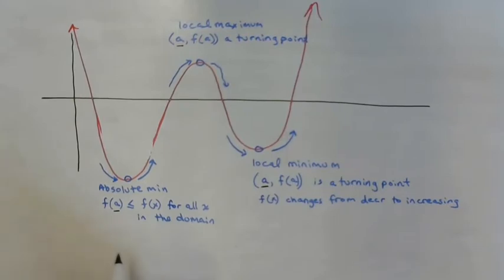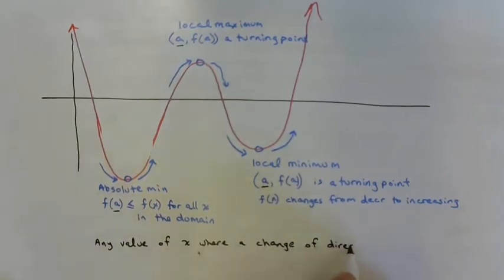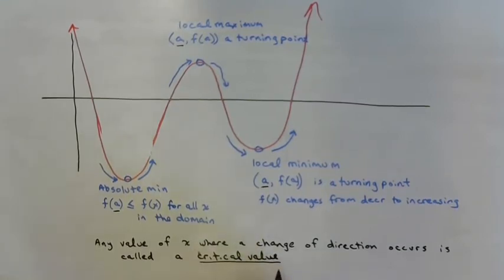What is that place called? That place where it changes direction? Any value of x where a change of direction happens, change of direction occurs, is called a critical value. Critical value.